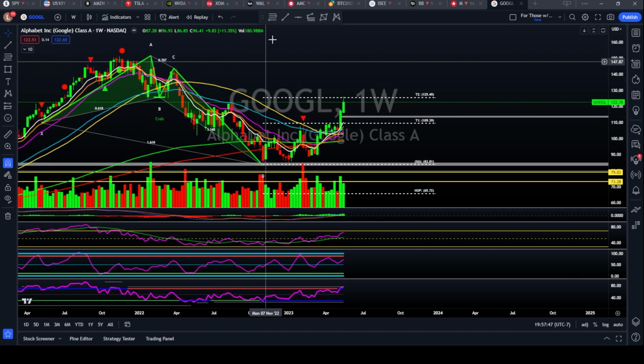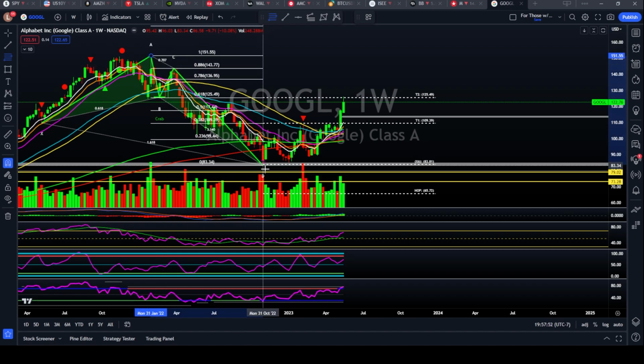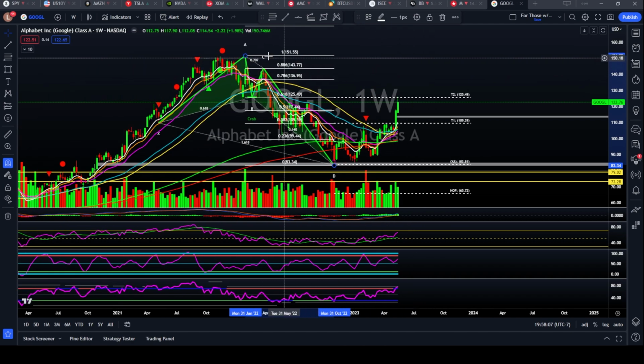So what can we expect here? If we take a fib retracement tool as the next target for Google, if you break this 125.49, the 786 of this bullish crab pattern is at 136.95. Then obviously you have 143 and then 151. So 151 would obviously be anything above 150, 155 would be all-time highs.